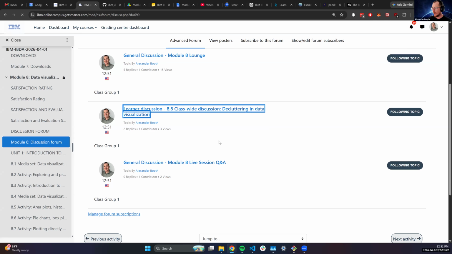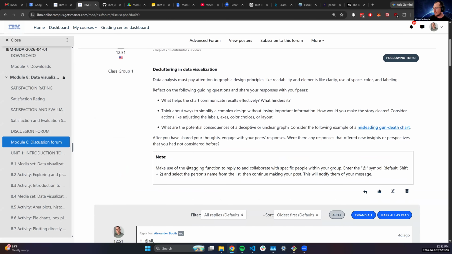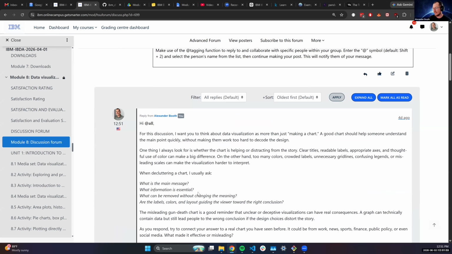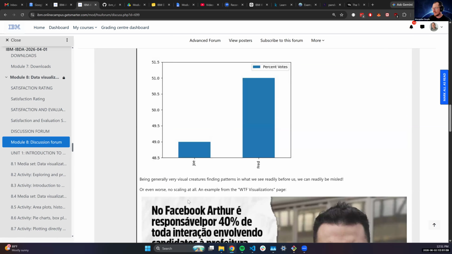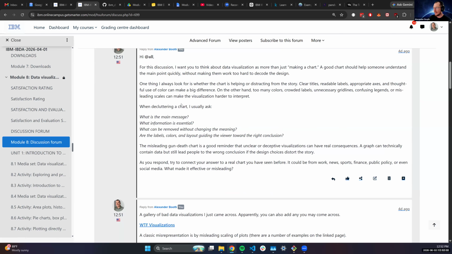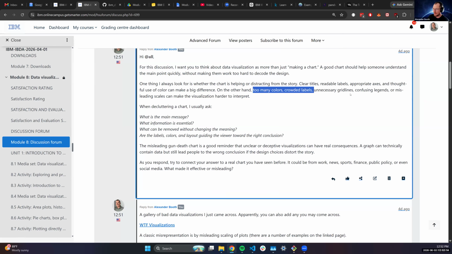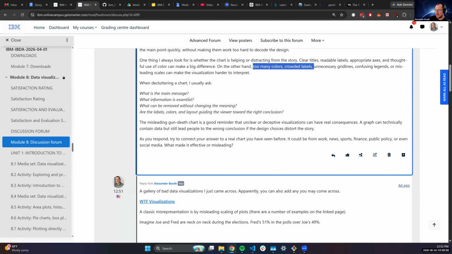But yeah, you'll see that we have this discussion post about decluttering and cleaning up data, making sure the data is readable, communicating your thoughts effectively. So I kind of seeded this with a couple of my thoughts here, with a couple of graphs and things that I've seen over the last week. So again, for me, how do we make sure that the chart is readable and is not necessarily distracting from the story? Like I said, things that I hate: lots of random colors, overcrowded labels, unnecessary grids, misleading scales, right? Anything that's hard to interpret is usually a bad thing, right? So when decluttering a chart, what is the message we're trying to tell? What information is essential here? And is everything guiding the viewer towards the right conclusions?